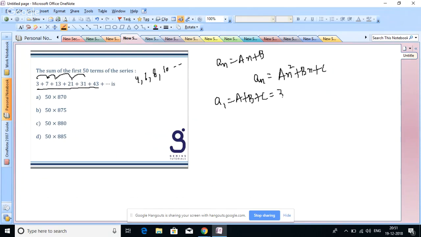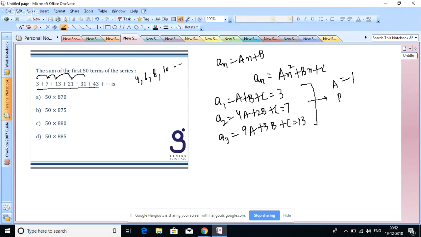and a1 is 3, given to us. Similarly, a2 will be 4a plus 2b plus c, and this will be 7. a3 will be 9a plus 3b plus c, and this is 13. Now, upon solving these three equations, we can get the values of a, b, and c: a is equal to 1, b is equal to 1, and c is equal to 1. We will get these three values.